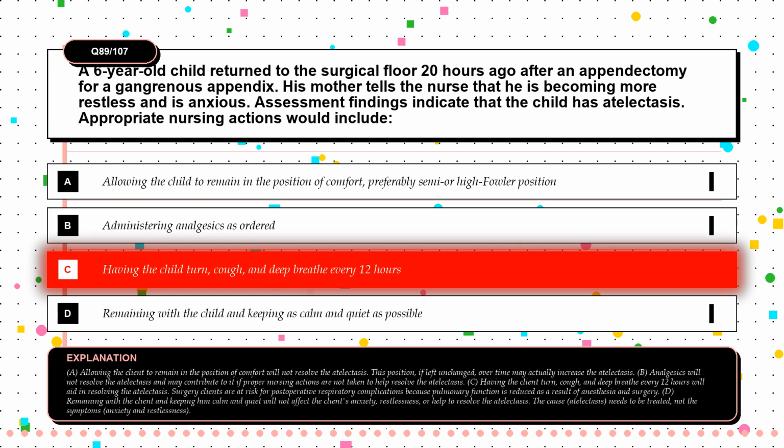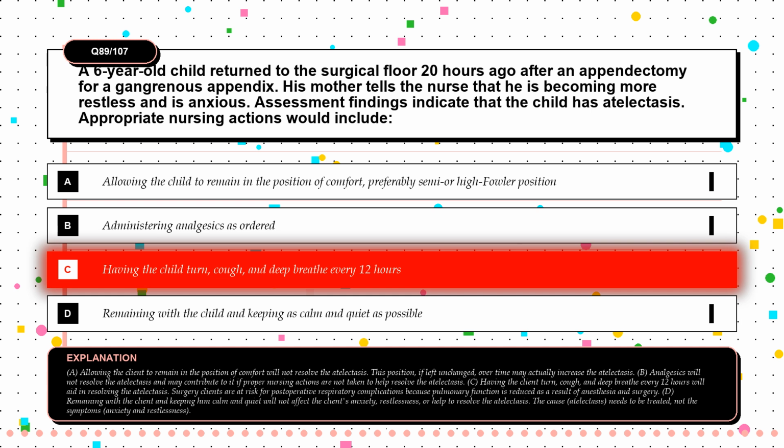A. Allowing the client to remain in the position of comfort will not resolve the atelectasis. This position, if left unchanged over time, may actually increase the atelectasis. B. Analgesics will not resolve the atelectasis and may contribute to it if proper nursing actions are not taken to help resolve the atelectasis. C. Having the client turn, cough, and deep breathe every 2 hours will aid in resolving the atelectasis.